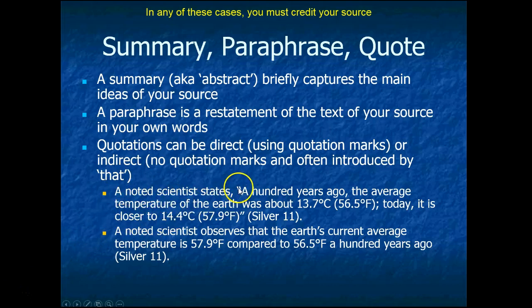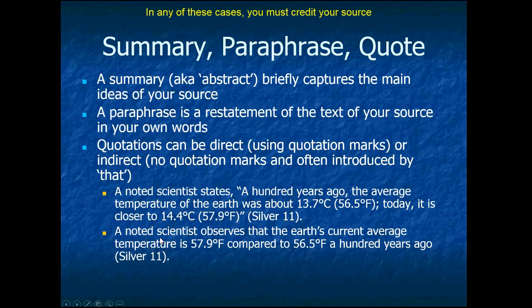Here we noticed that we have quotes. So this is what the scientist said. This is word for word. This is the direct quotation. And where did we find it? Silver was the author, and we found it on page 11. So this is a direct quote.